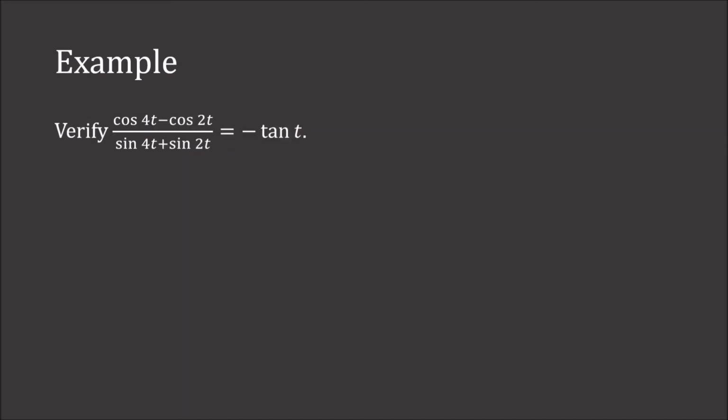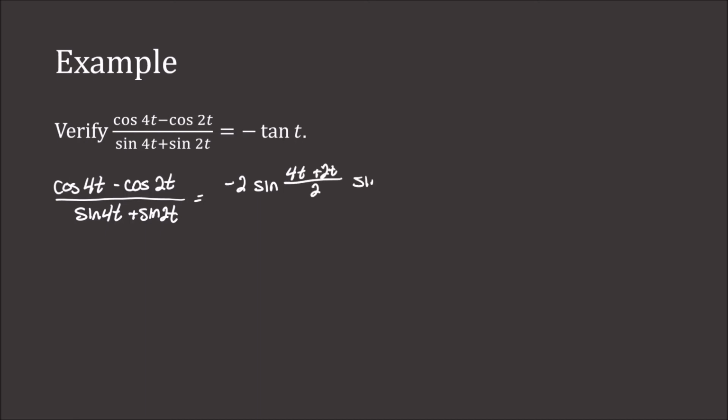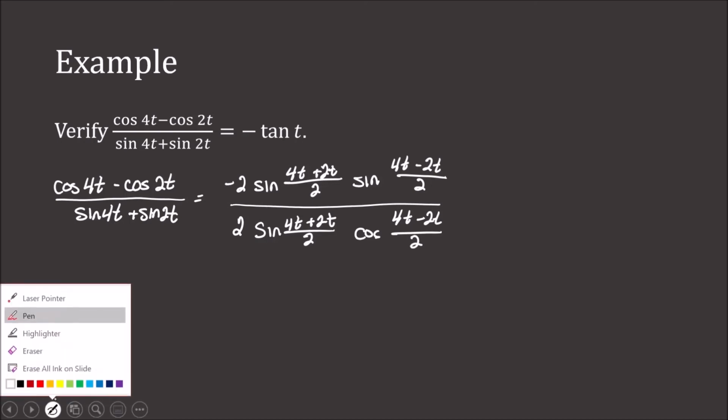Okay, we are now asked to verify this identity. Now let's start with the left-hand side. Using the difference formula in the numerator, negative 2 sine of (4t plus 2t) over 2 times the sine of (4t minus 2t) over 2, all over 2. Now if we use the sum identity, sine of (4t plus 2t) over 2 times cosine of (4t minus 2t) over 2.